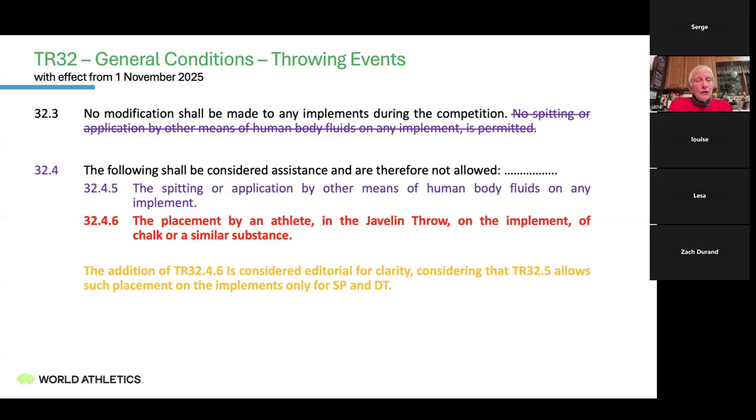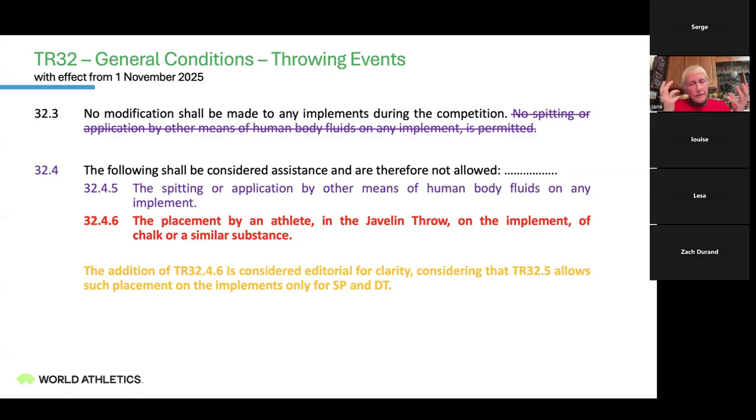There's an addition here, or this has been a rule for many years, but it's just a clarification. The placement by an athlete in the javelin throw on the implement of chalk or similar substance is not allowed. The only two implements that you can put chalk directly on are shot and discus. The athlete's allowed to put chalk on their hand, provided there isn't an excess of chalk on the hand, because obviously there's going to be a little chalk on the implement.